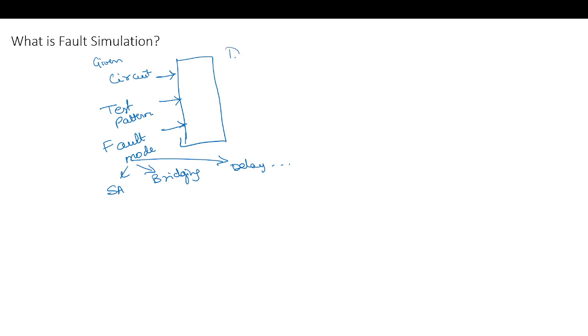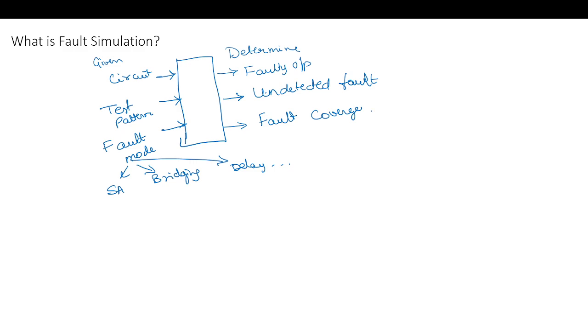And what we determine through this fault simulation is that we get some output, and we can determine whether it is a faulty output or a fault-free output, and whether the test pattern is able to detect that fault. When a test pattern is not able to detect the fault, we have undetected faults. So from how many faults are detected by the test pattern and how many are not, we get a metric called fault coverage, a score. Say 99% of the faults are detected by this set of test patterns. So these are the outputs we can obtain if we perform a fault simulation, and these are the things required to perform it.